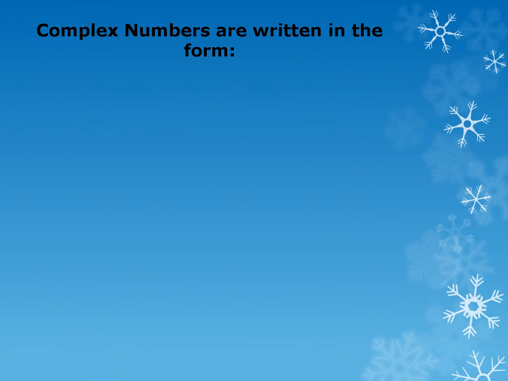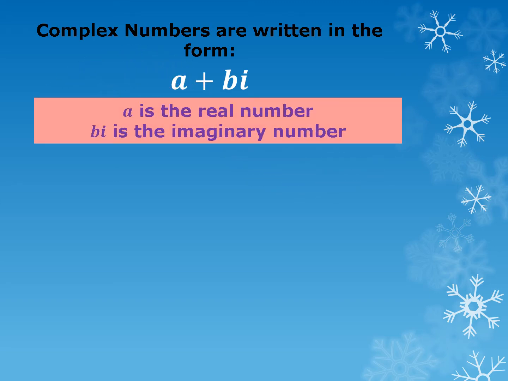Let's now move from our discussion of imaginary numbers to complex numbers. Complex numbers are written in the form a plus bi, where a is the real number and bi is the imaginary number. Now, it's always super duper important that you have it in the form a plus bi.